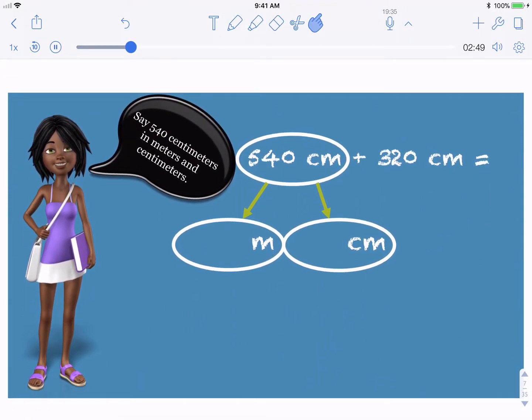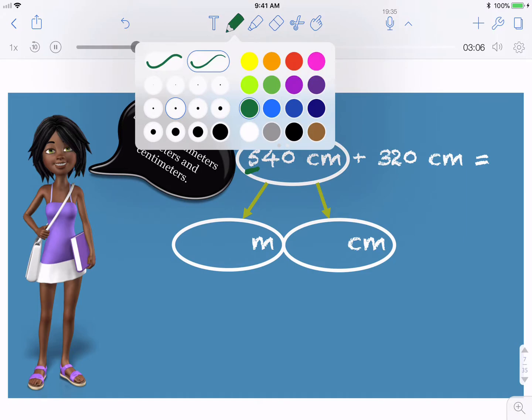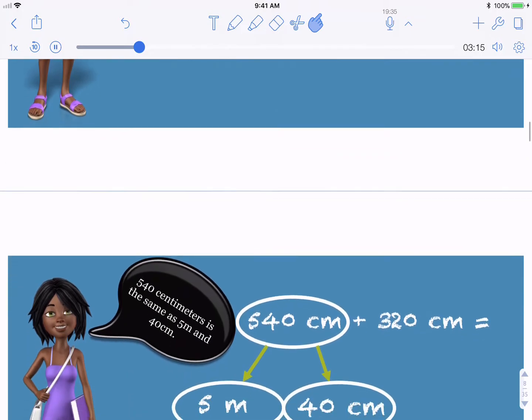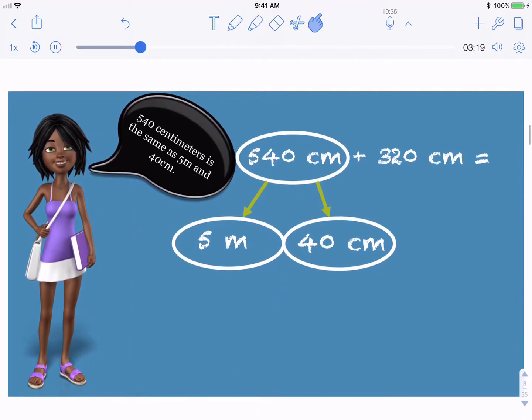Say 540 centimeters in meters and centimeters. Now remember, 1 meter is 100 centimeters. So in order to find out how many meters we have in our centimeters, we're going to look in the hundreds place. And I see we have 5. So we have 5 meters. How many centimeters? 40 centimeters. So 540 centimeters is the same as 5 meters, 40 centimeters. Okay?